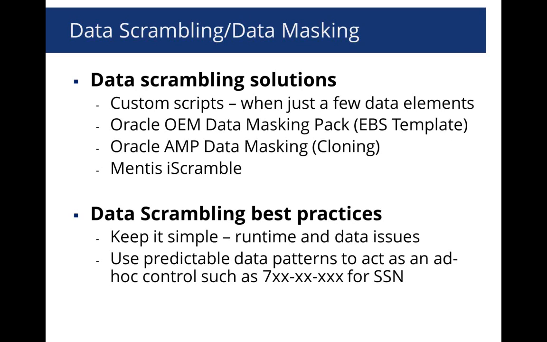And if you do things like predictable patterns, like starting Social Security numbers with a 7, putting 1s in the center of credit card numbers and things like that, everybody in the organization knows that whenever they see that data in test and development, it's valid test data versus real data. If they see real data, they're very quick to act, versus just using purely random data, because then no one knows if it's good or bad data. So that's kind of data scrambling at a high level.